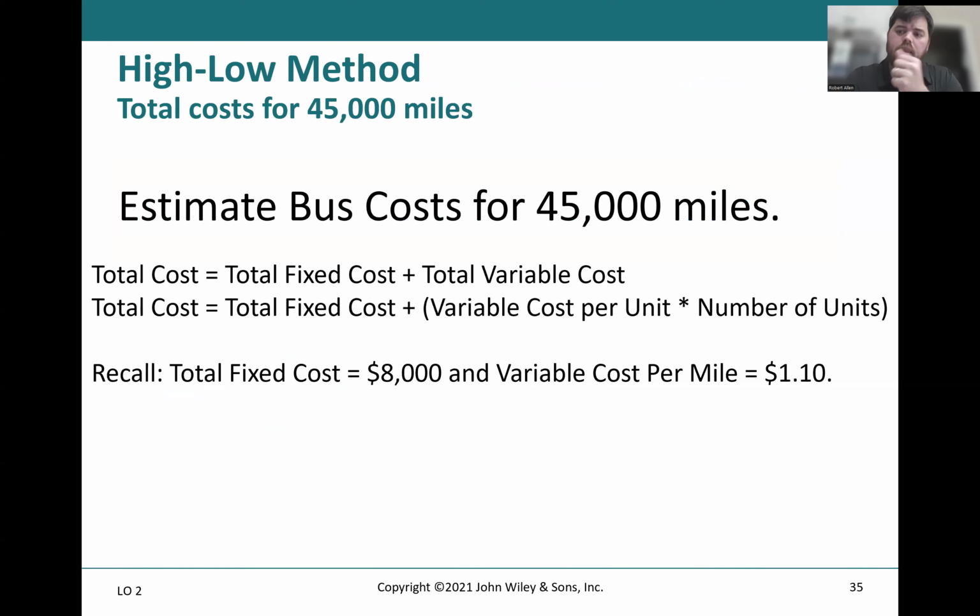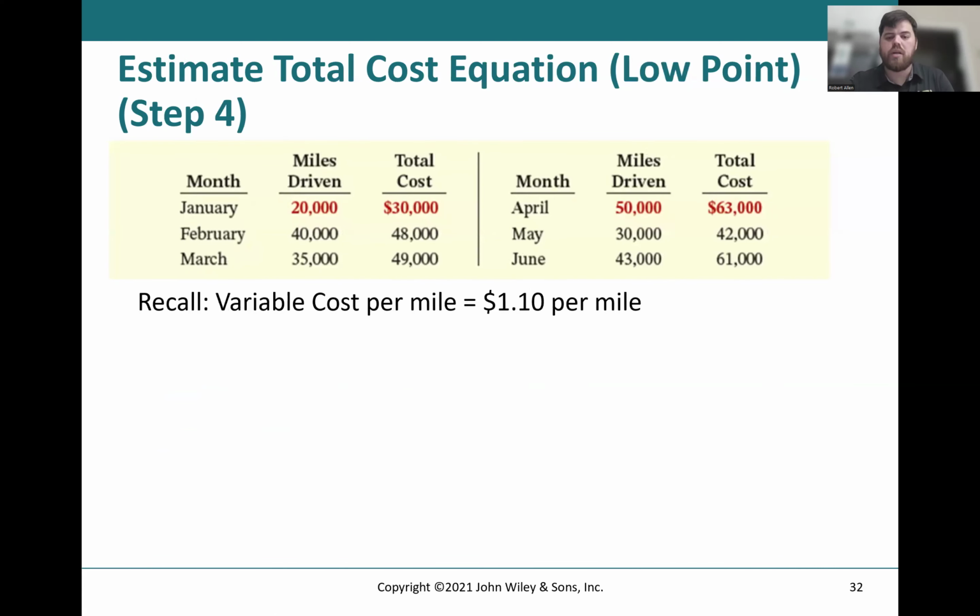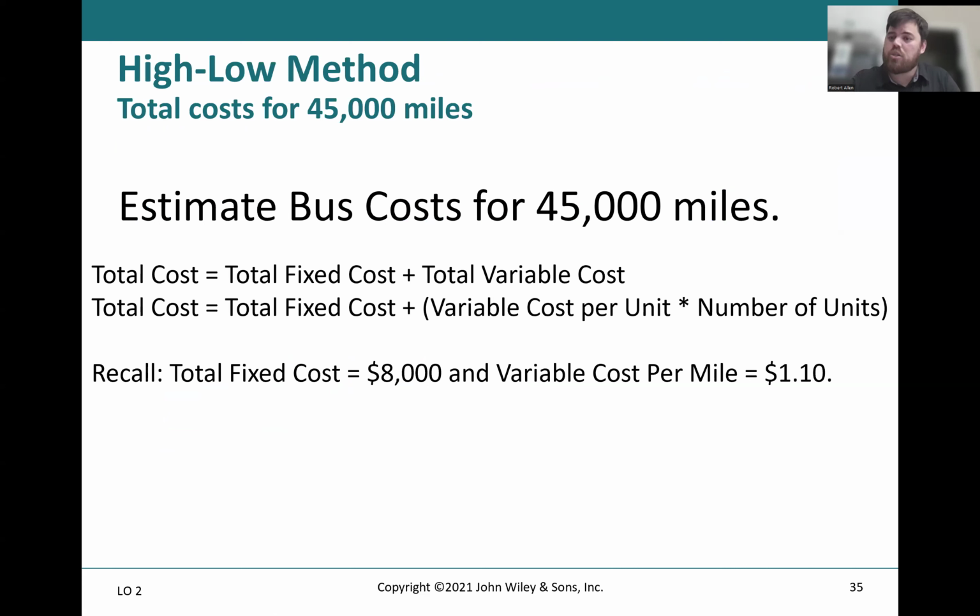So now, here's the power. Here's why we care about that. Now I can make decent, say, cost approximations for any level of activity. Because if we go back, you'll notice none of these months have 45,000 miles driven. But now I get a question asking me about 45,000 miles. Well, this would be kind of difficult otherwise. But now I have my equation.